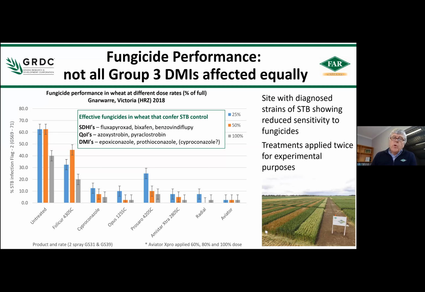Those all seem to be working well in comparison to tebuconazole, which definitely doesn't seem to be as effective as what we might have expected it to be from historical results. I put that information up on the basis that we aren't looking at products that have failed to give control of Septoria tritici at this moment in time. In other words, we don't have full-fledged resistance.